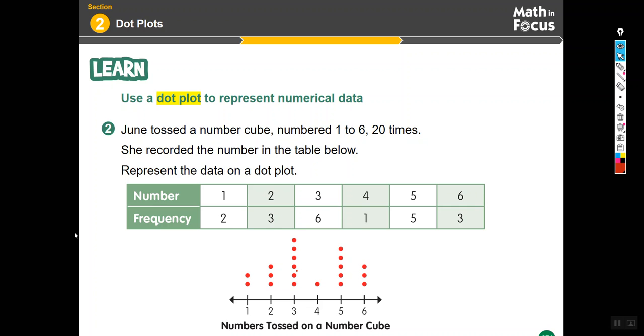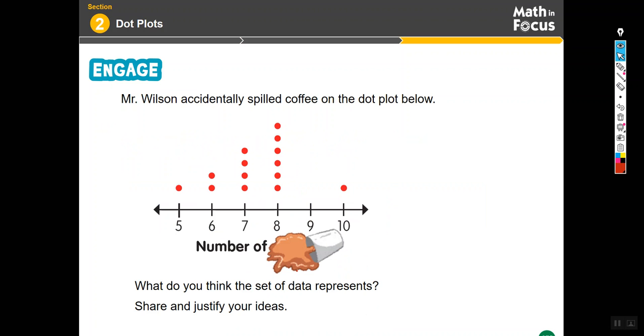I think next what we're going to talk about is just some food for thought here. Okay. Mr. Wilson accidentally spilled coffee on the dot plot below. Oh my goodness, silly Mr. Wilson. How could he do that? Okay. What do you think this data set represents? Share and justify your ideas.